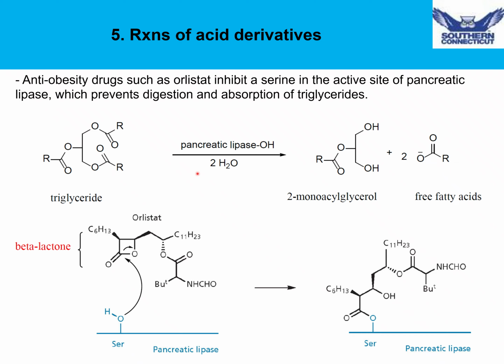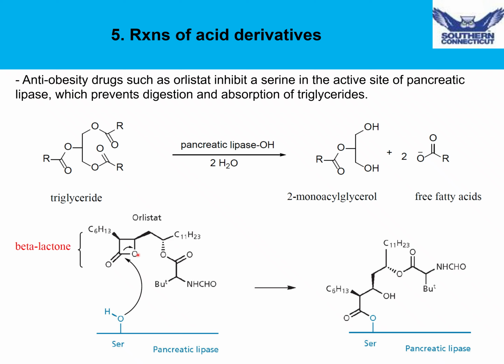There's an enzyme in our bodies called pancreatic lipase, which is responsible for breaking down triglycerides into fatty acids, as well as a monoacylglycerol molecule. Now, this pancreatic lipase has a serine group in its active site containing an alcohol that is nucleophilic, and certain anti-obesity drugs such as orlistat are composed of a beta-lactone, which is a cyclic ester containing 2 carbons in addition to the ester group.